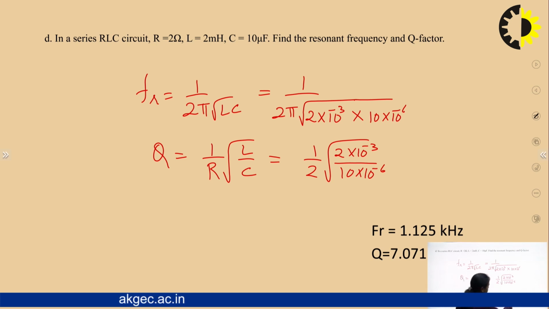So, resonant frequency, you will get 1.125 kilohertz, and if you solve the quality factor, you will get the answer 7.071, right? So, this is the required answer for this question. So, this is a very simple question.